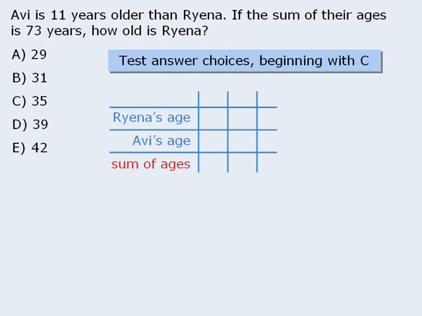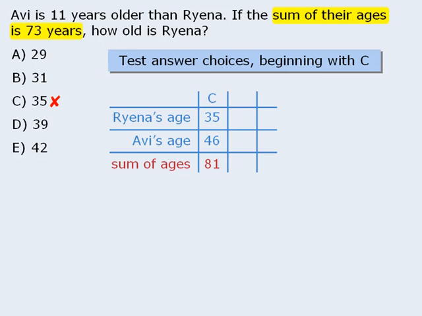Here's what I mean. We're going to use this table to keep track of our work. Now, answer choice C says that Raina is 35 years old. So let's add this to our table. Now, the question tells us that Avi is 11 years older than Raina. So if Raina is 35, then Avi must be 46 years old. When we find the sum of these two ages, we get 81. But the question tells us that the sum of their ages must be 73. So we can eliminate answer choice C since the subsequent ages do not satisfy the given conditions in the question.